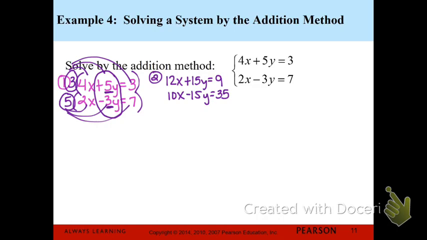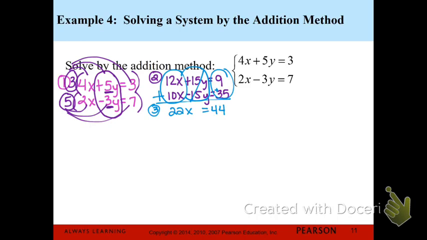All right. What is step 3? We're going to add them together. So just follow their signs. If it's positive, add it. If it's negative, subtract it. So we got 12x plus 10x, which is 22x, we got 15y minus 15y. Cancels, right? That's what we wanted. And then we got equals 9 and a positive 35. So what's 9 plus 35? 44.